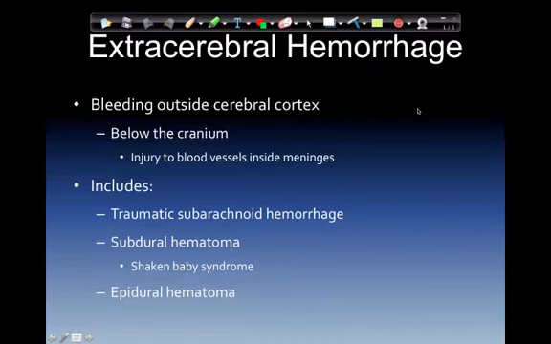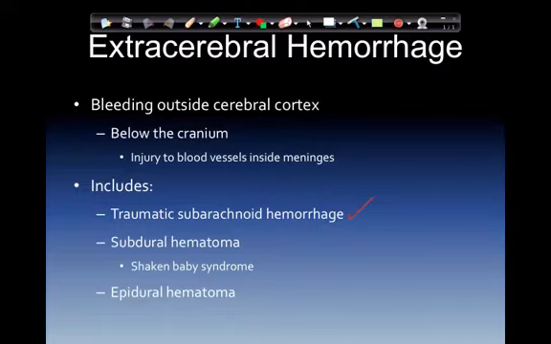Extracerebral hemorrhage, bleeding outside the cerebral cortex, below the cranium, which is the bony surface. Injury to the blood vessels inside the meninges. Meninges are three layers of tissue: the dura, the arachnoid, and the pia mater, surrounding the cerebral cortex. It includes traumatic subarachnoid hemorrhage, which is extracerebral hemorrhage of the small corticomeningeal blood vessels within the arachnoid space. So this is just below the arachnoid space, subarachnoid.